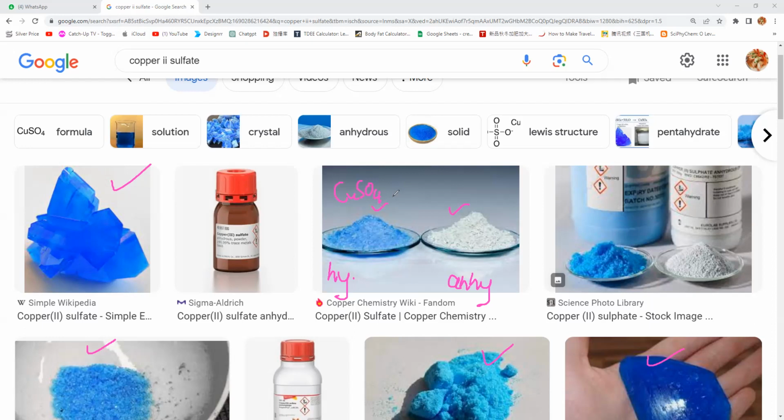The one on the right will only be tested when your teacher is testing you on the anhydrous and hydrated versions. If that's the case, then the teacher will bring this up. Otherwise, it will not be brought up. Okay, so that's the difference.